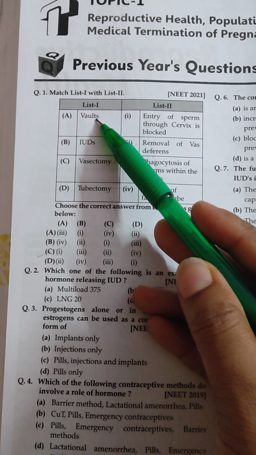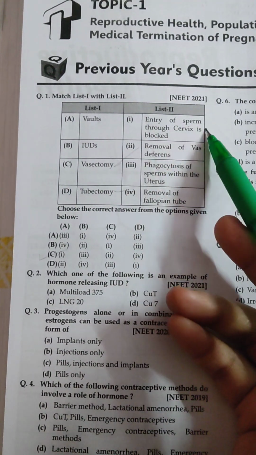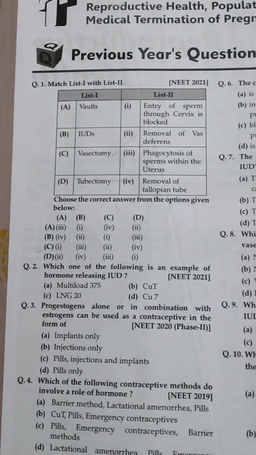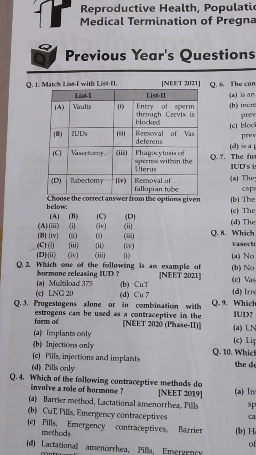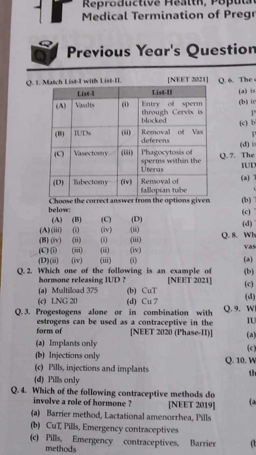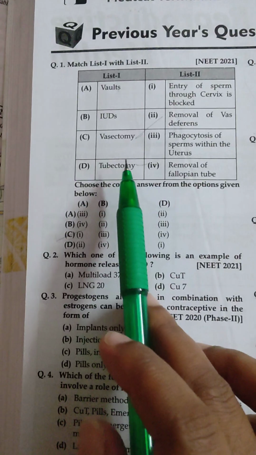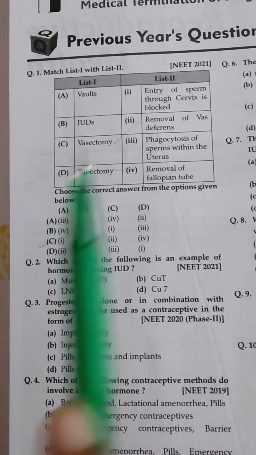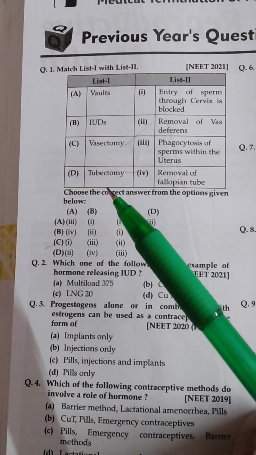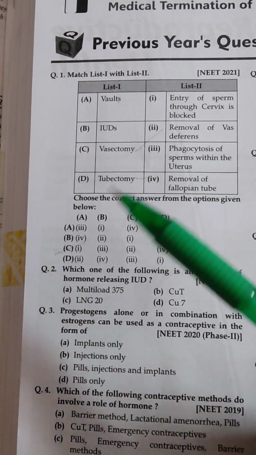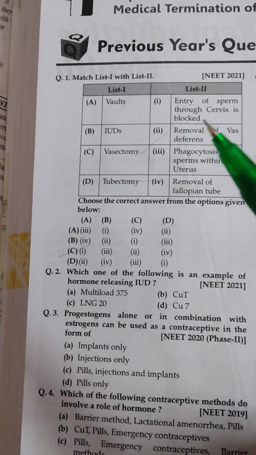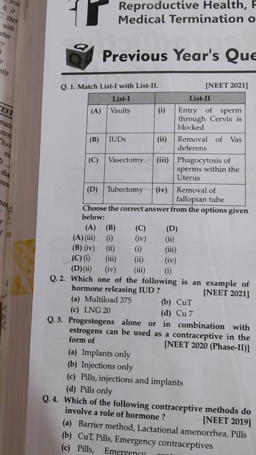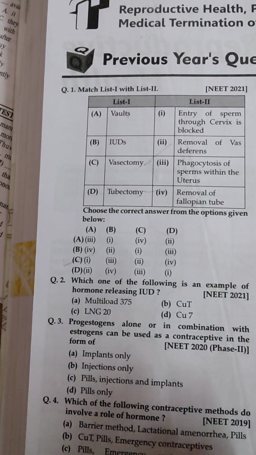Walls states that entry of sperm through the cervix is blocked. This is right, perfectly true. Entry of sperm through the cervix is blocked in case of walls, and this is used by the female. Like walls, diaphragms, and cervical caps are temporary contraceptive methods adapted for females. They block the entry of sperms.